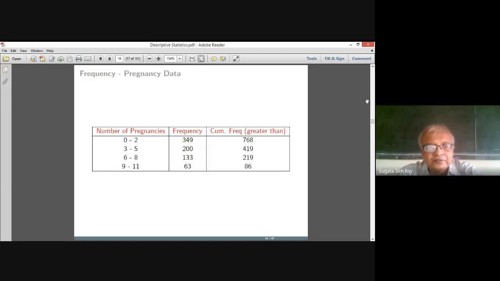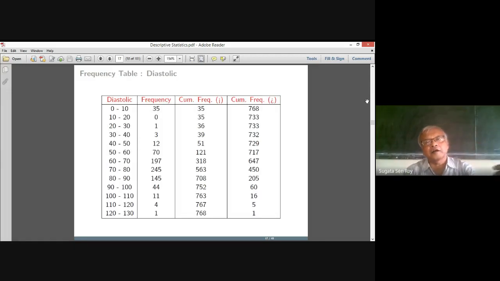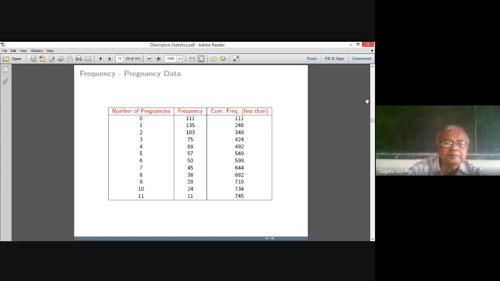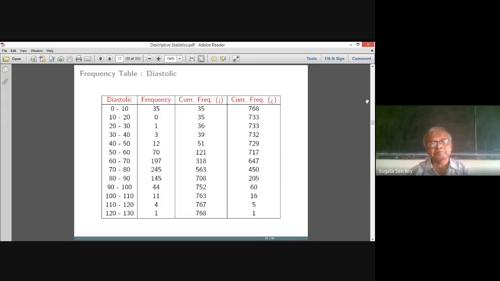Then 3 to 5, there are 200, etc. Similarly, you see the difference between the first group and the second group is that in this case I'm looking at the blood pressure level, the diastolic blood pressure. So what is the difference between the previous example and this example?